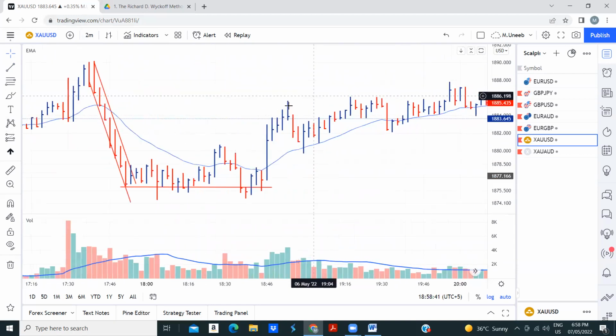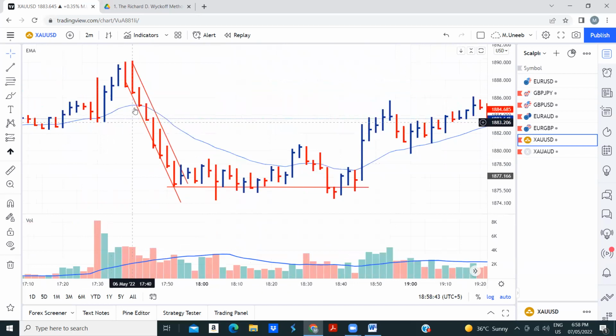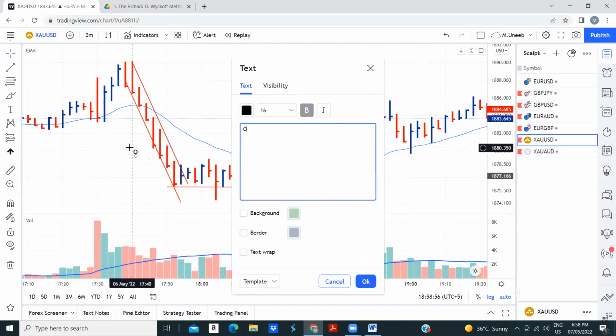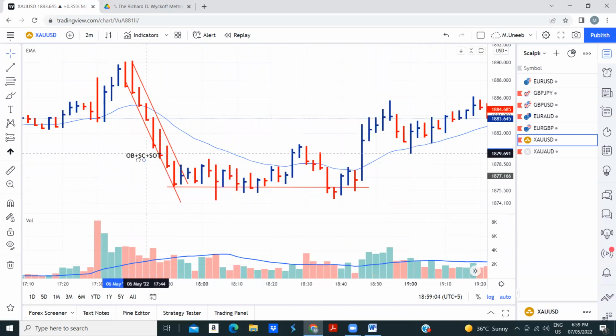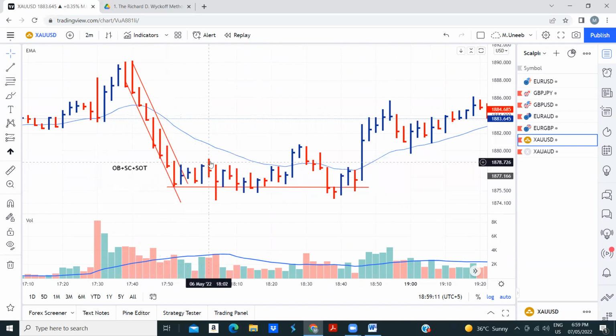Now I know that within 2 minutes, the structure is clear. I see an overbought right over here with increased volume, and then it's kept down, and then the price finally breaks to the upside, right? So we see here, first of all, overbought plus selling climax plus SOT, shortening of thrust. I think I told you what the shortening of thrust is. We are making less and less progress to the downside. And after shortening of thrust, we rallied.